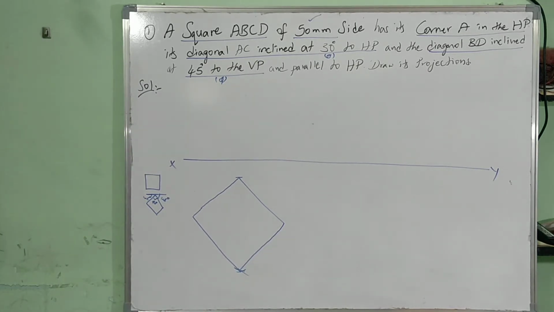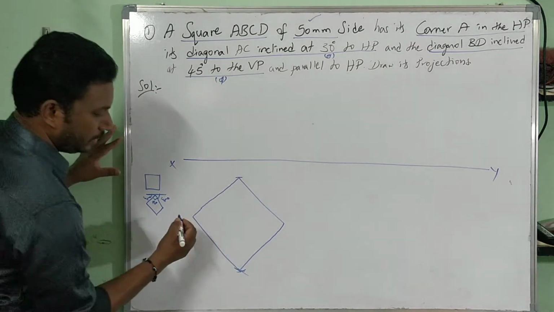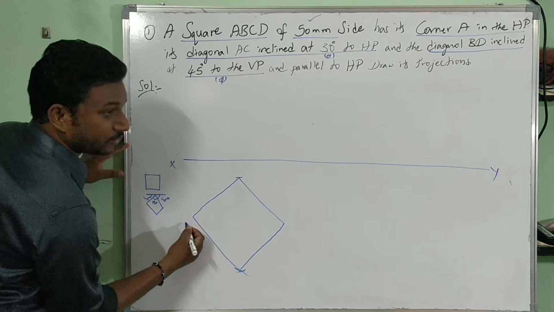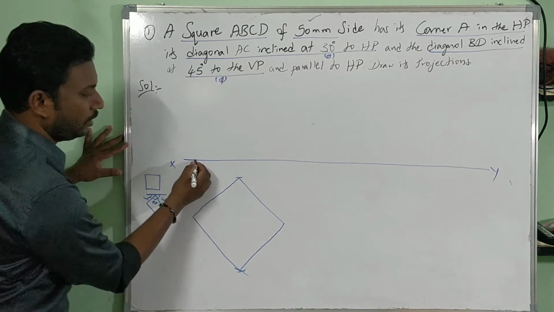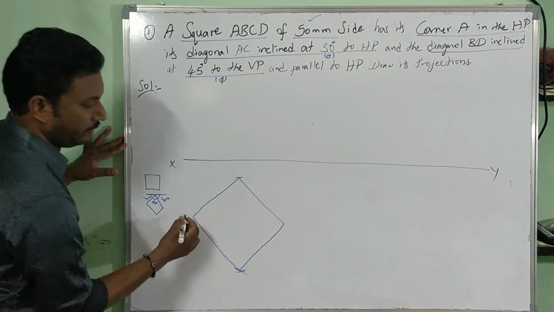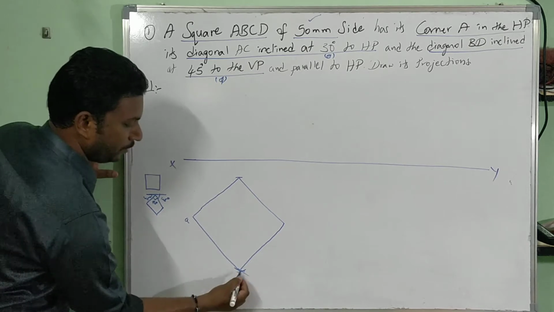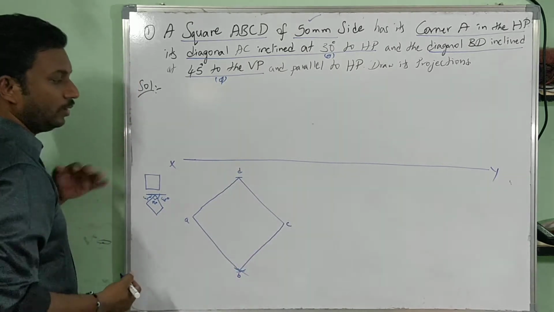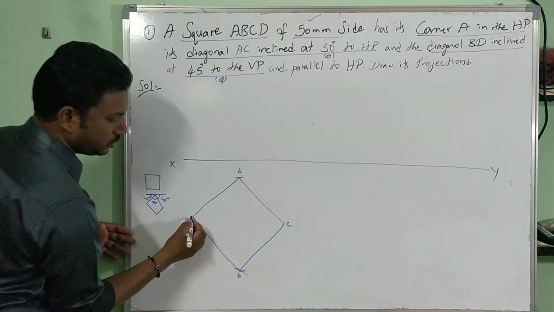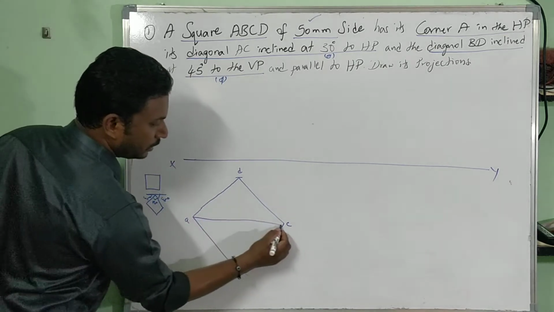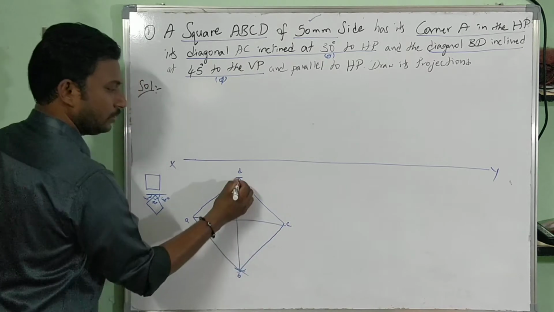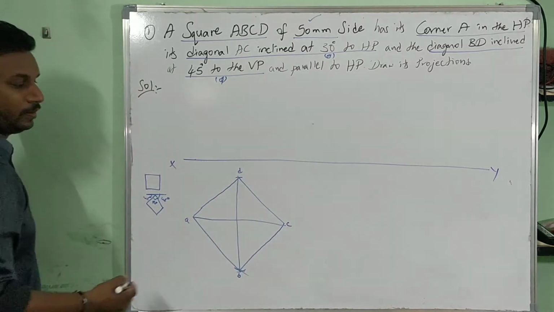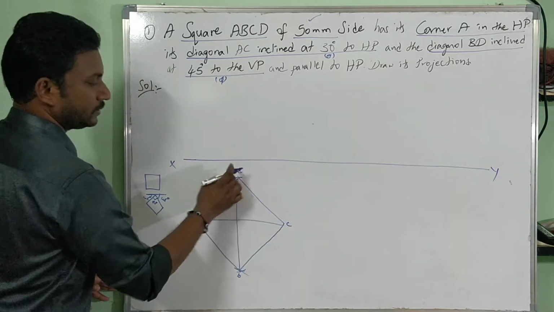Now that is the top view square which we have to draw. Points, right? A point should be on the left. Why? Because this point should be on HP. Don't write anywhere here. A, B, C, D. Top view. With respect to the diagonals we are using, you can draw diagonals AC, BD.